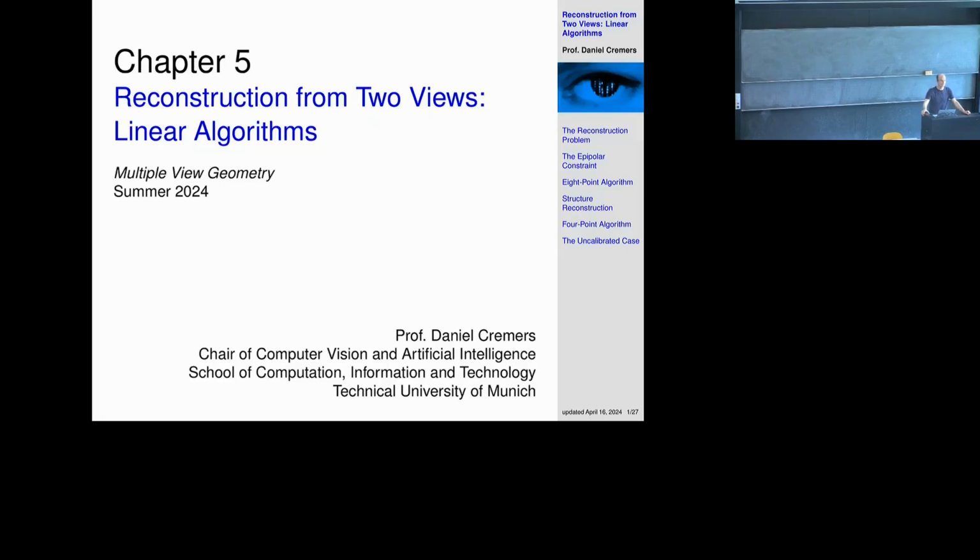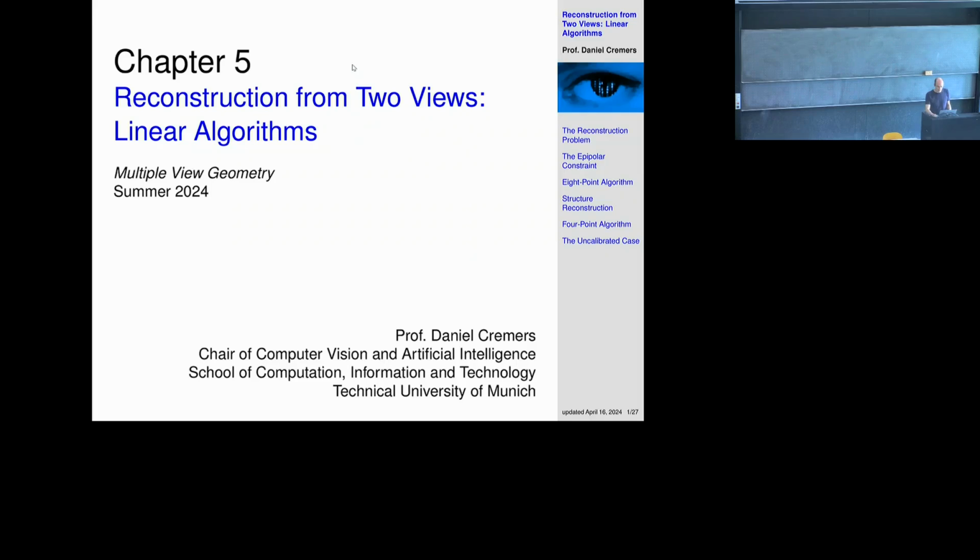Okay, welcome to class. We are now starting chapter 5. The last chapter was on correspondence estimation. This one is on reconstruction from two views. And as you can see in the title, it's about linear algorithms, and I'll come to what that means and how it differs from, obviously, nonlinear algorithms that we'll discuss later in class.